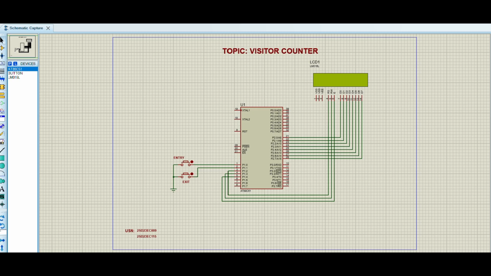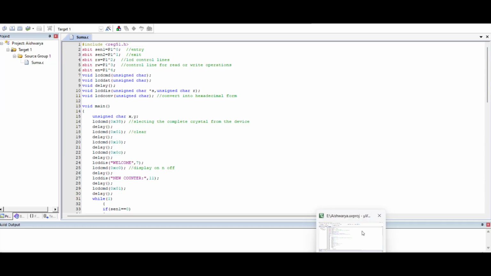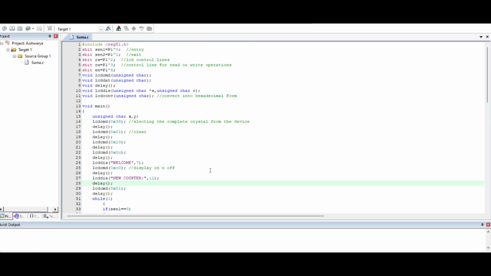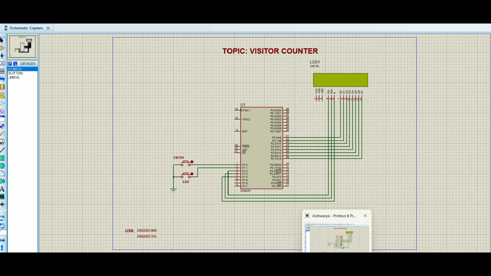We are doing the project visitor counter using 8051 microcontroller. My components are 2 infrared sensors, 1 8051 microcontroller and 1 LCD display. Now I am going to show the code in Keil software. See, this is my code, and I am going to execute the simulation.